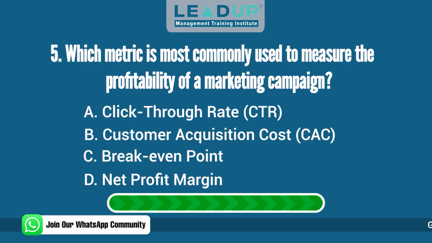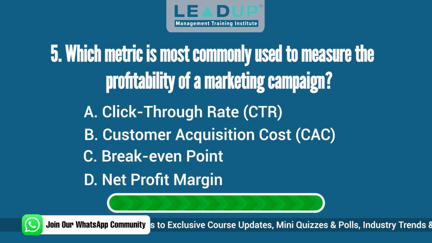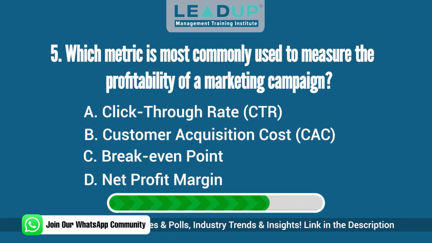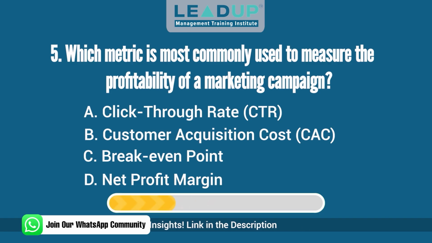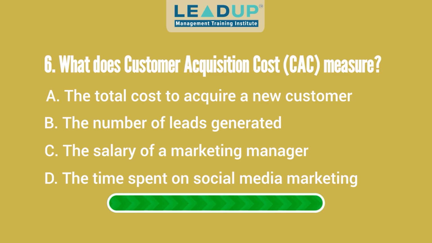Question 5. Which metric is most commonly used to measure the profitability of a marketing campaign? A. Click-through rate, CTR. B. Customer acquisition cost, CAC. C. Break-even point. And D. Net profit margin. Answer: net profit margin.